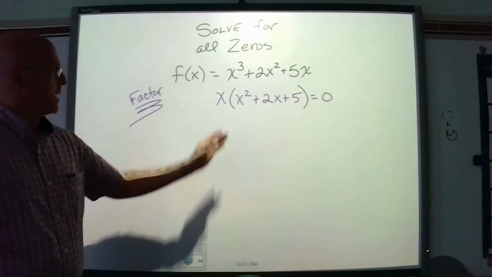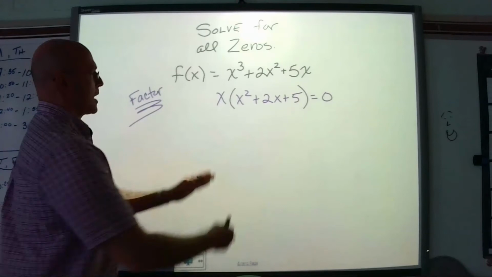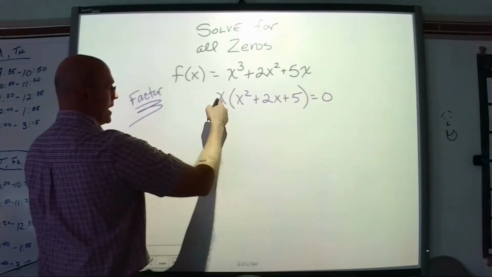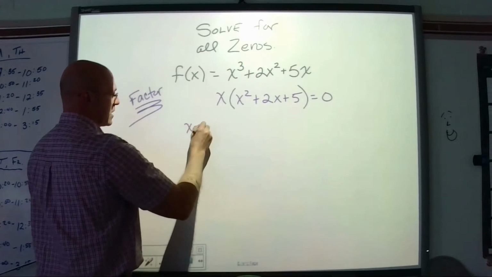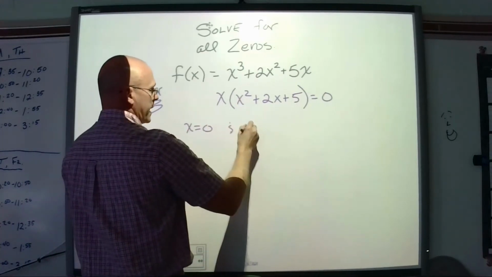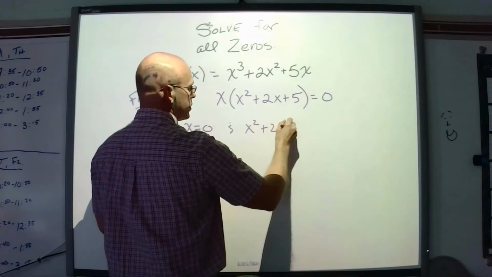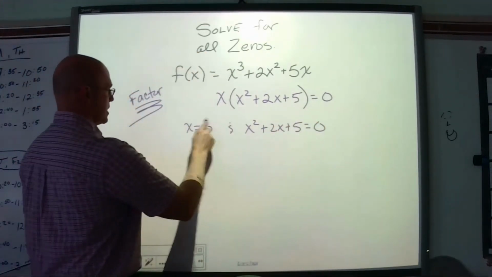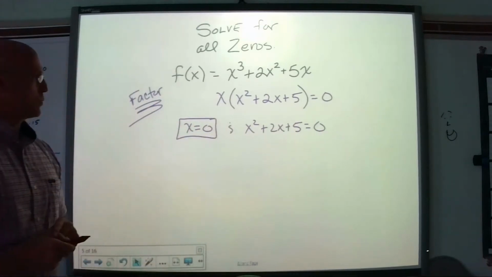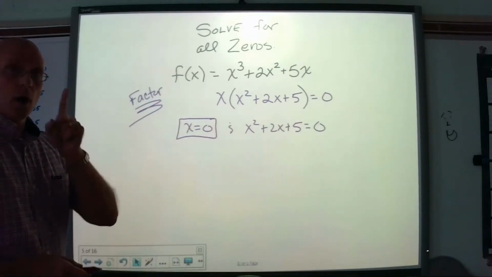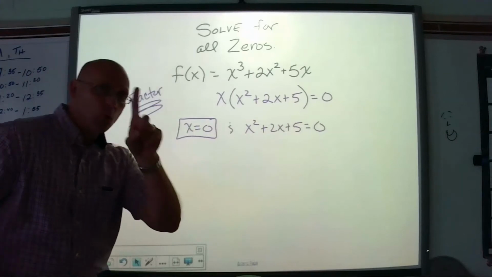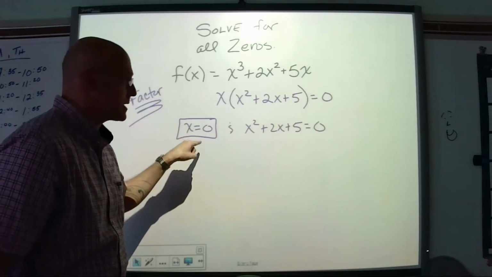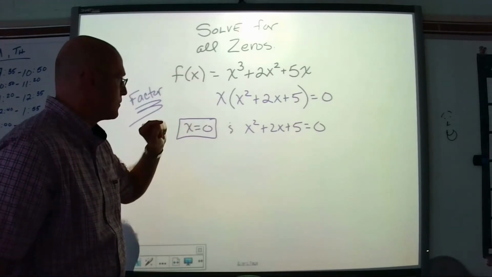Great. There it is. Now, what do I know? I am multiplying two factors and getting 0. So x, my first factor, x equals 0, and x squared plus 2x plus 5 can equal 0. So one of my solutions is this. Boom, it's done. X equals 0 is a solution. What do I know? It's happening one time. That means I know the graph is going to cross over the x-axis at x equals 0.